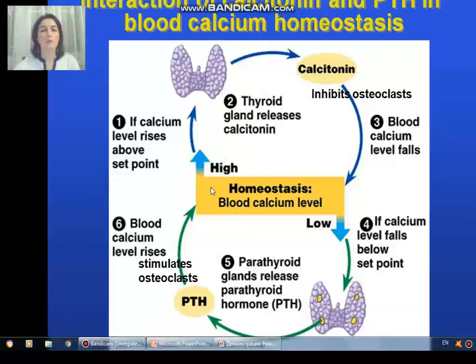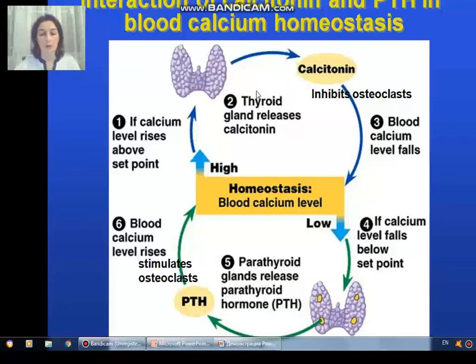Actually, we have to know that calcium level in blood should be maintained at the normal level. A high amount of calcium will again stimulate the parafollicular cells, C cells of the thyroid, to produce calcitonin. So that is how the level of calcium is controlled.